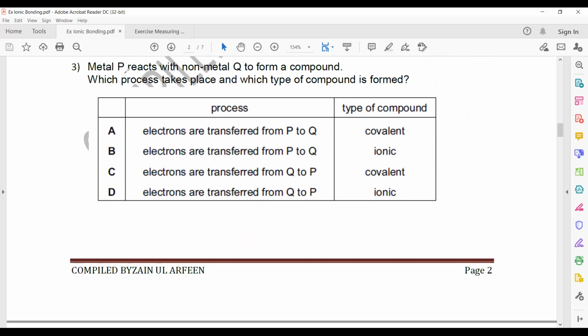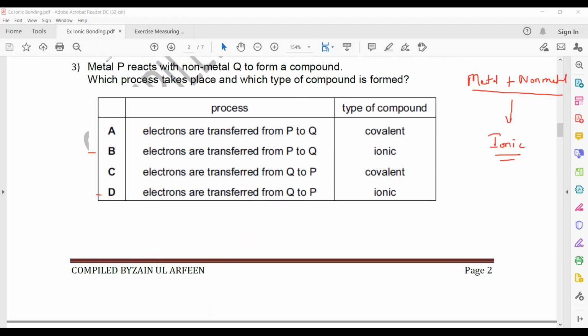Then question 3, metal P reacts with non-metal Q. So P is reacting with Q. Which process takes place and which type of compound is formed? When a metal combines with a non-metal, which kind of bonding is there? It will be ionic. So either B or D will be the answer.